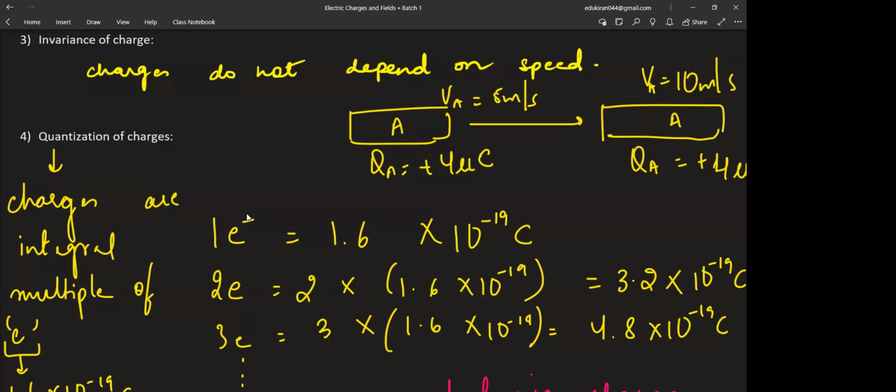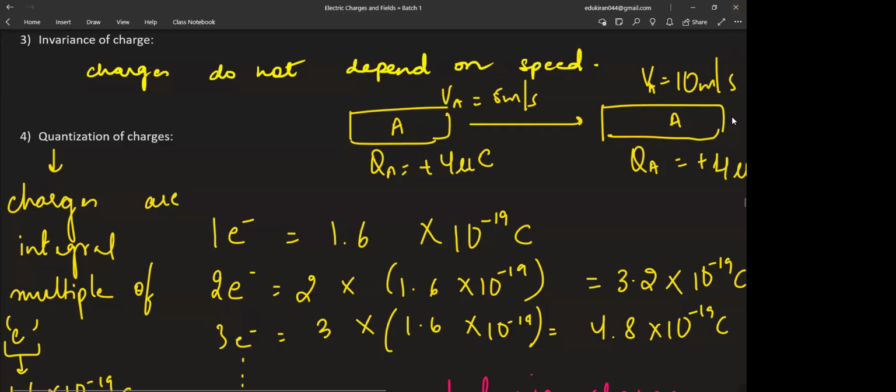Now, if double the electrons are present, means 2 electrons are present, then we have 2 into 1.6 into 10 to the power minus 19. Now, if 3 electrons are present, it would be 3 into 1.6 into 10 to the power minus 19. Means a single electron has this much charge. 2 electrons, so 2 times this. 3 electrons, so 3 times this. 4 electrons, 4 times this. 5 electrons, 5 times this. N electrons, n times this, right?